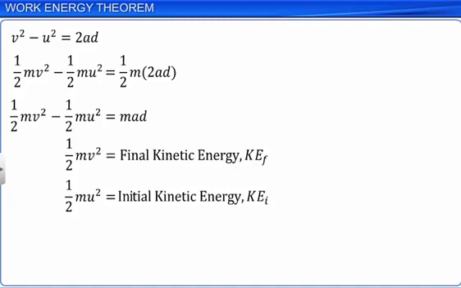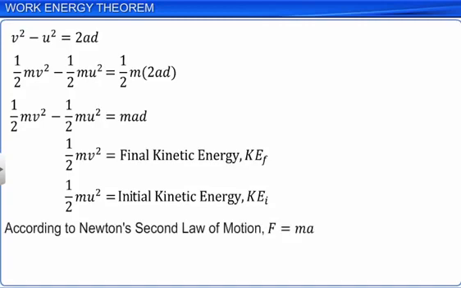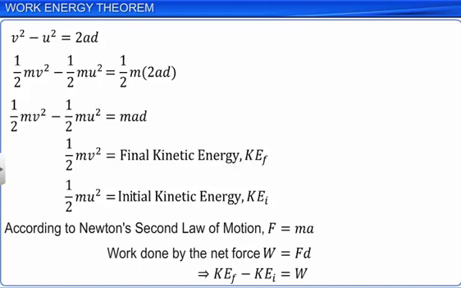On the right side of the equation, we have the product of m, a, and d. According to Newton's second law of motion, ma is the force on the body. We have on the right side product Fd, which is equal to the work done on the body. This proves that the work done by a constant net force is equal to the change in its kinetic energy.